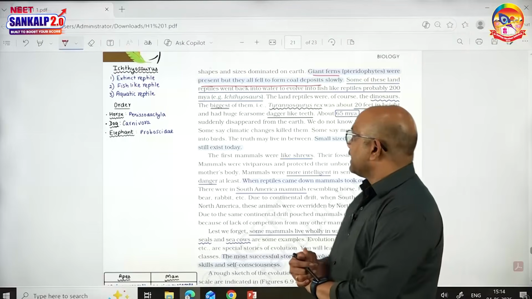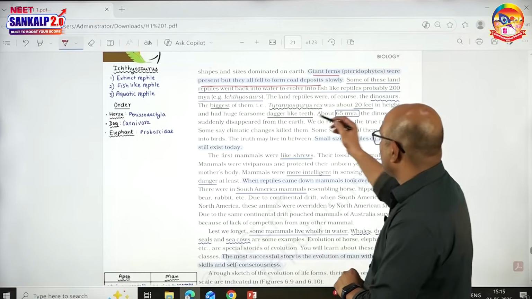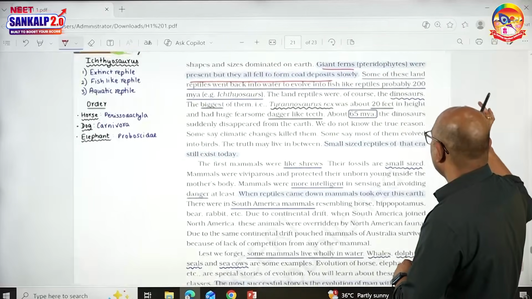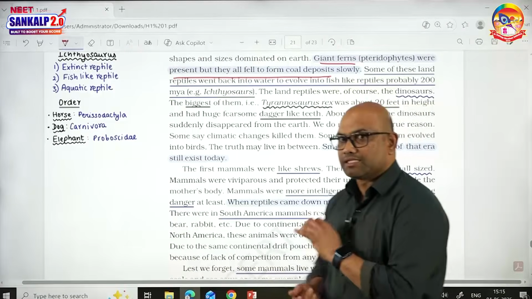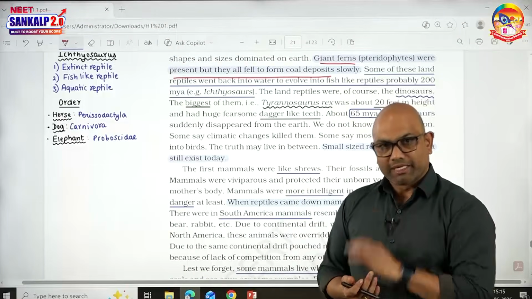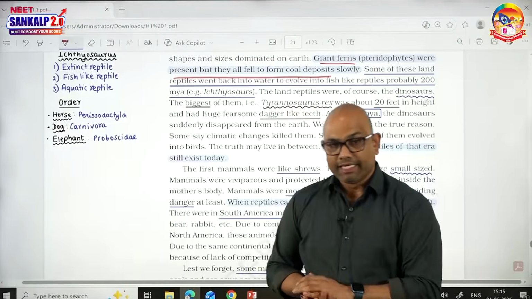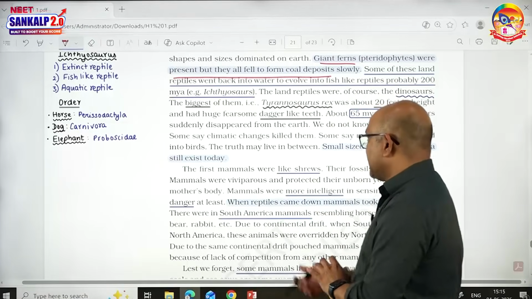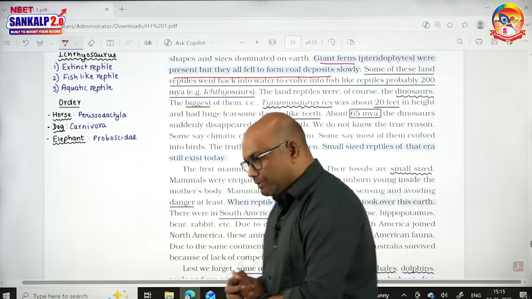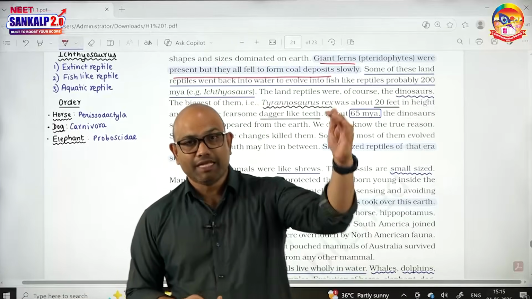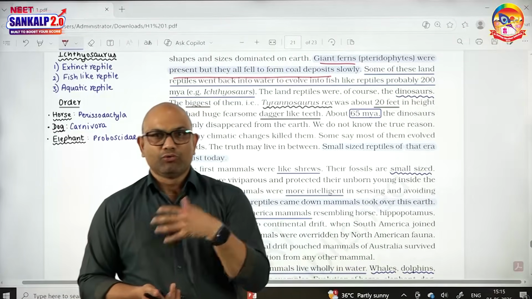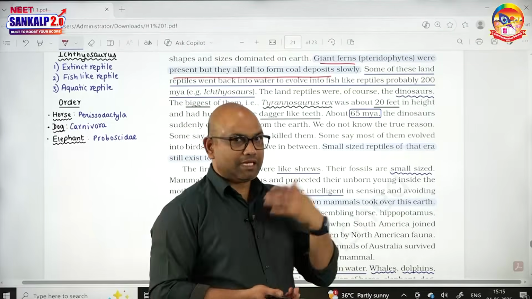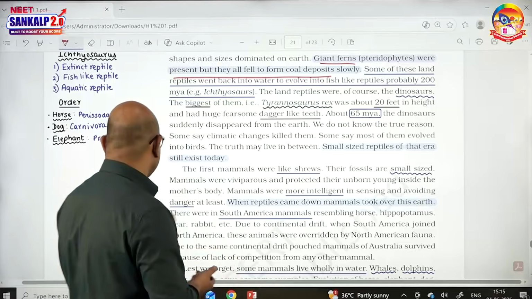Some of the land reptiles went back to water, like Ichthyosaurus, around probably 200 million years ago, wanting to lead the ancestral life like fishes. But Ichthyosaurus is an extinct reptile. It is a reptile but a fish-like reptile leading the aquatic mode of life. Next, about the dinosaurs. Dinosaurs became extinct nearly 65 million years ago, maybe due to climate change, or they may have evolved into birds. And from reptiles birds evolved, from reptiles mammals evolved.